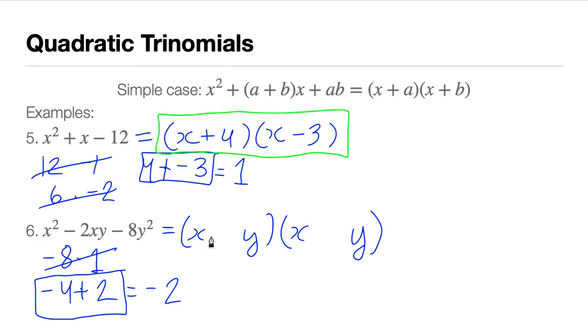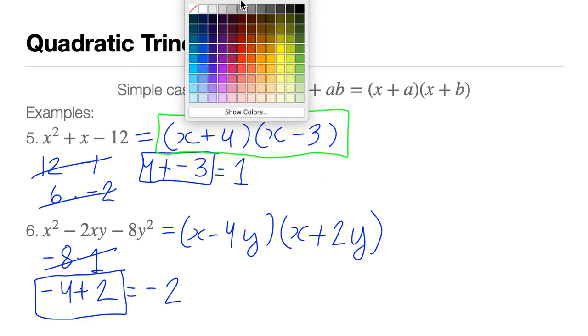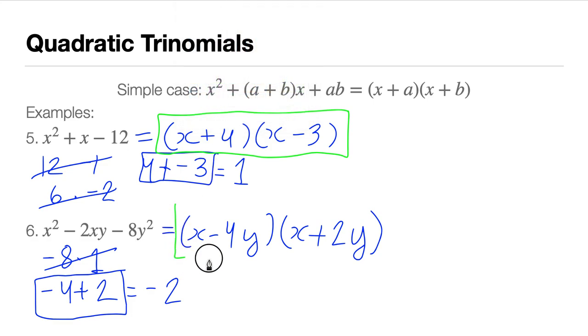So we're going to write it here. x minus 4y, first grouping, times the quantity of x plus 2y. And this is our answer for number 6.